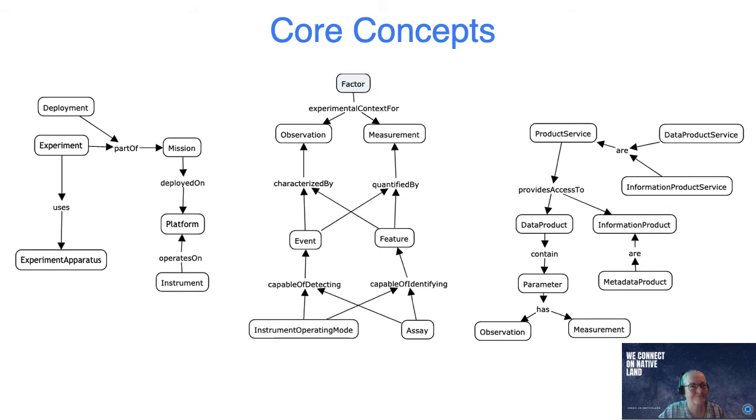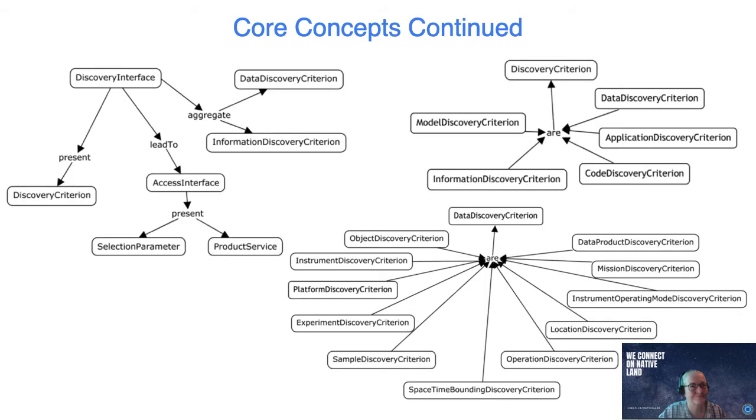This includes operating experimental apparatus, conducting assays, and managing factors such as CO2 concentration that are in the investigator's control. The rightmost diagram shows how various products and services provide access to products containing those observations, measurements, and related information. The remaining top row diagrams relate to how discovery interfaces can be used to find products and services.